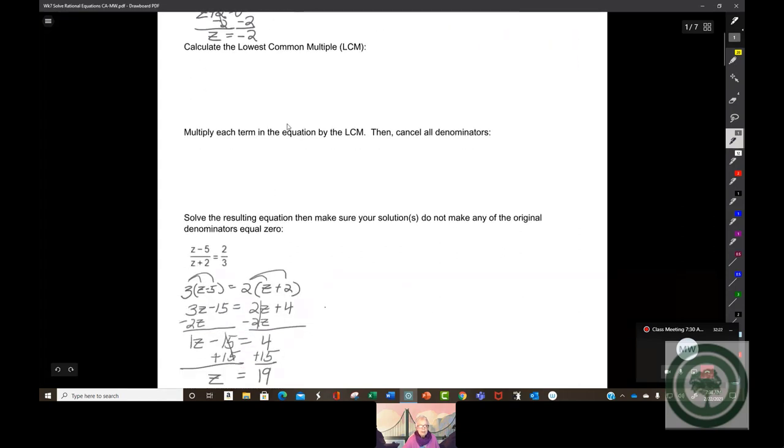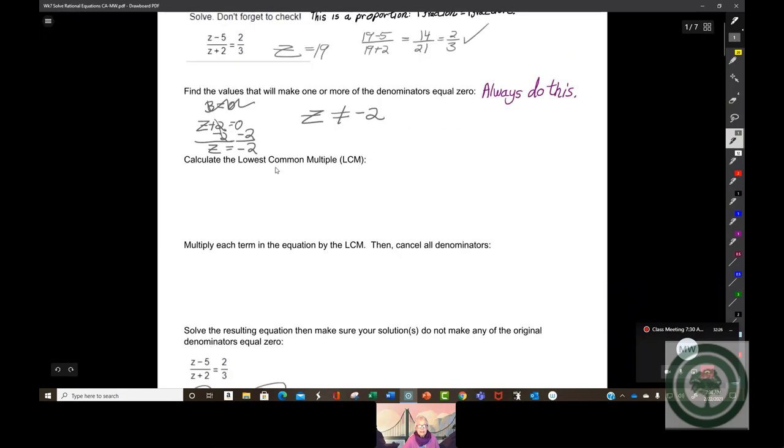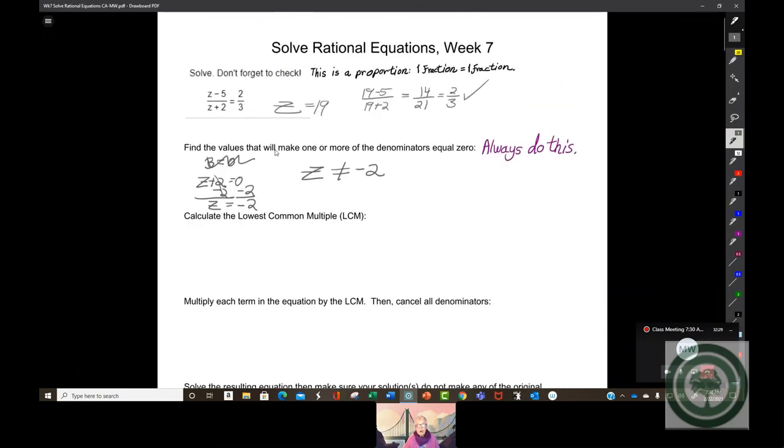And we didn't have to waste a lot of time doing the intermediate steps. We could just get right to it, but that only happens when you have one fraction equals one fraction. And that doesn't often happen.